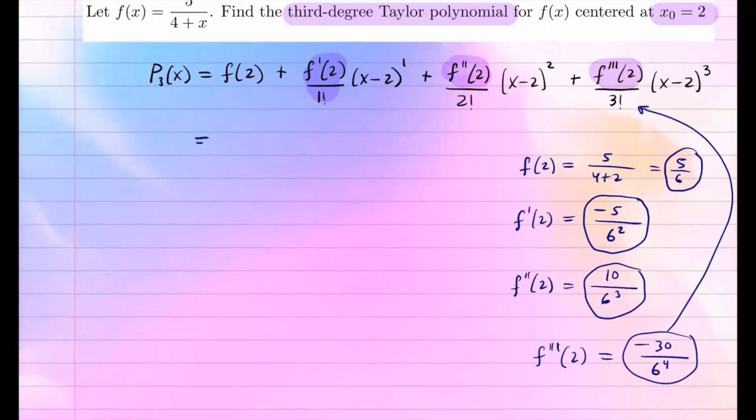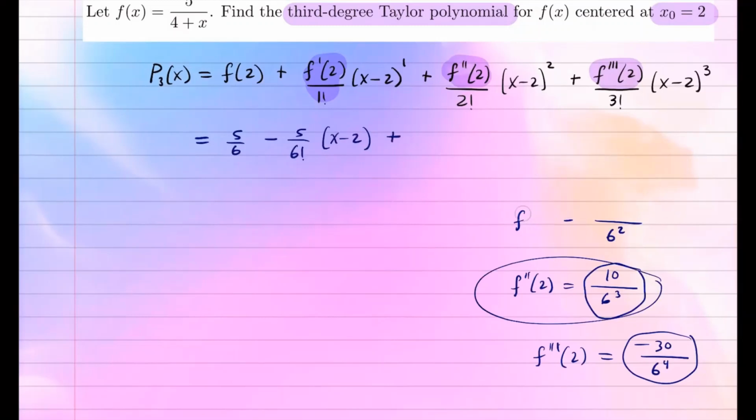So we have f of 2, which we found to be 5 over 6. So this is 5 over 6 plus the first derivative at 2, that's negative 5 over 6 squared, divided by 1 factorial, that's just 1. So I can just say negative 5 over 6 squared times x minus 2. And then the next term is the second derivative, that's this one right here. So I'm going to start erasing these. The second derivative at 2 is 10 over 6 cubed, divided by 2 factorial. Don't forget that. And then x minus 2 to the second power.